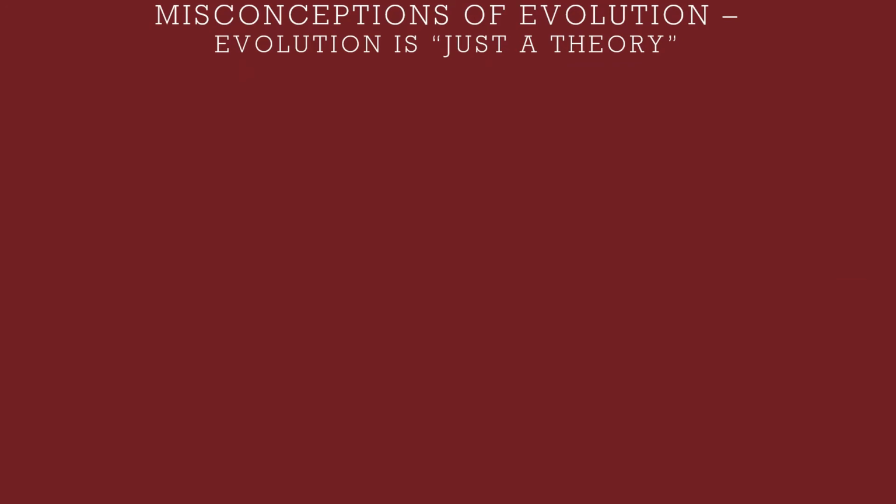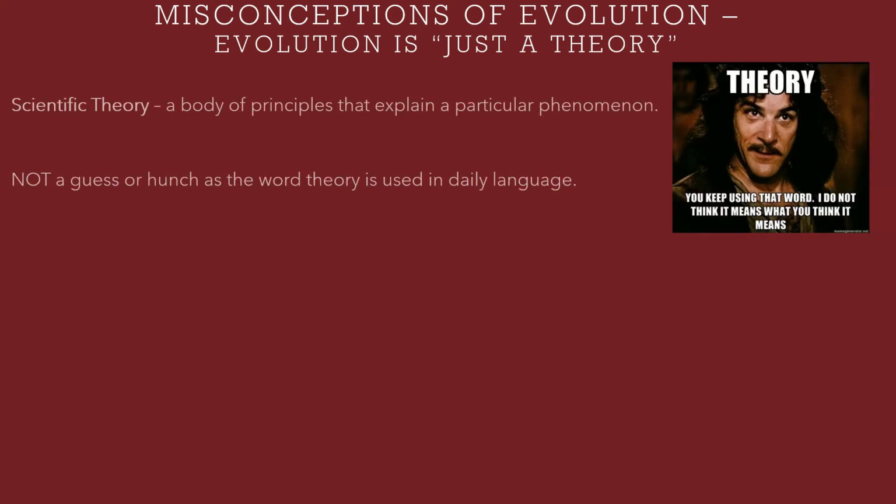It's no surprise that many Americans and people worldwide have difficulty understanding evolution, so let's go over some common misconceptions. First, many people will dismiss evolution with the phrase, "It's just a theory." This phrase is such a mischaracterization because the definition of theory in science and everyday language differs drastically. A scientific theory is a body of principles that explain a particular phenomenon, not a guess or a hunch as it is used in daily language.